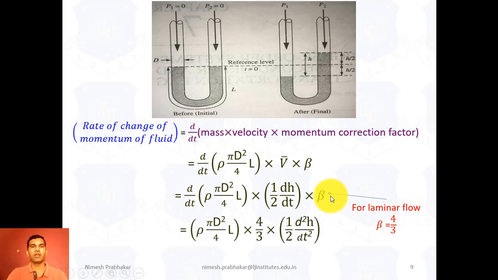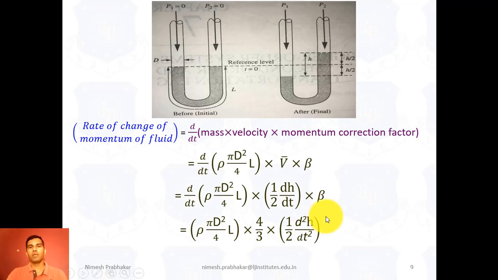So finally we get the equation: rho pi d square by 4 into L, and this beta is 4 by 3, and V is 1 by 2 dH by dt, and this d by dt. So we get d square h by dt square, this term. Okay. So this is the rate of change of momentum of fluid.